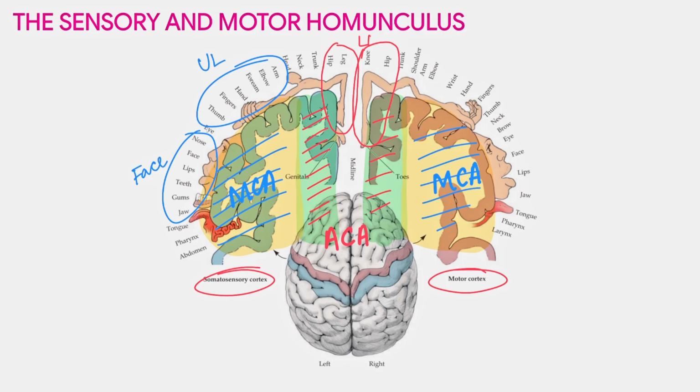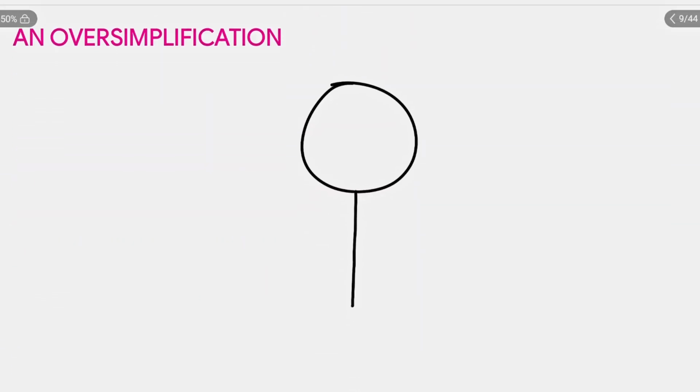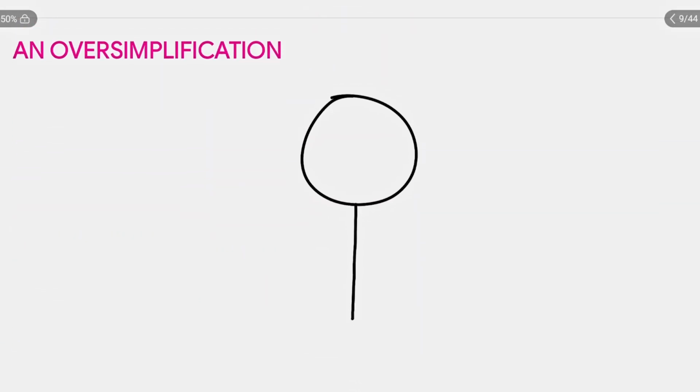Okay, this was about MCA and ACA. Now, PCA supplies mainly the occipital lobe, which has the visual cortex. So any PCA stroke predominantly usually presents with a visual field defect. What type of visual field defect we'll discuss later. But now that we know this, we can go ahead and oversimplify things.